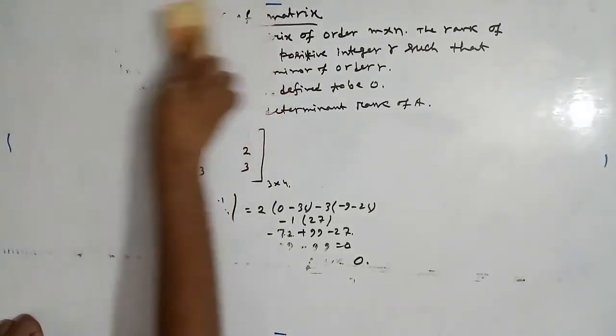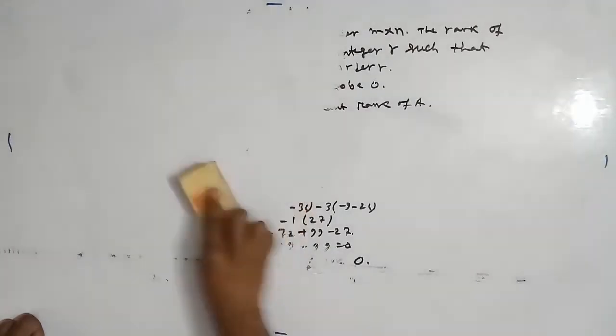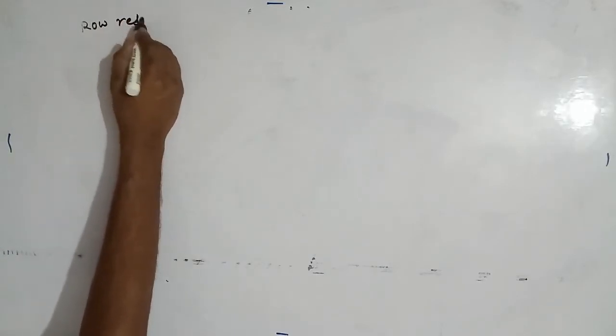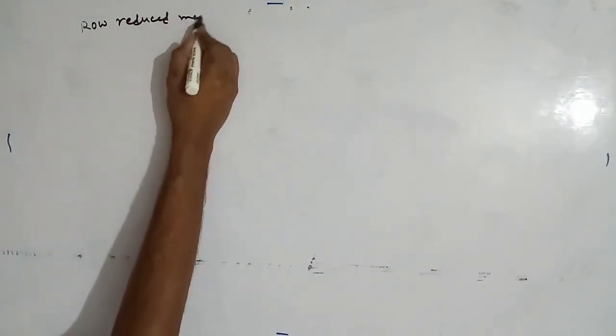Now I will tell you another method of finding rank. To know those methods, you have to know something else. First we have to know what a row reduced matrix is.